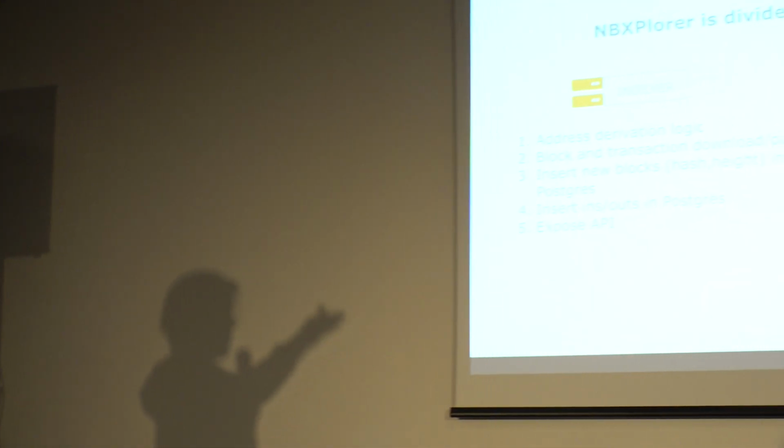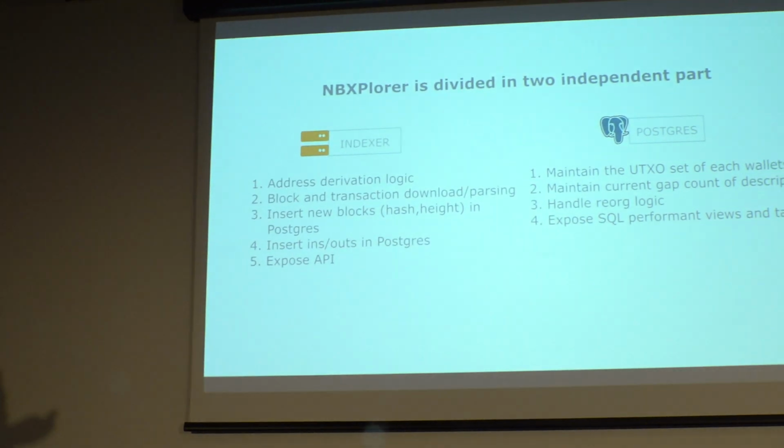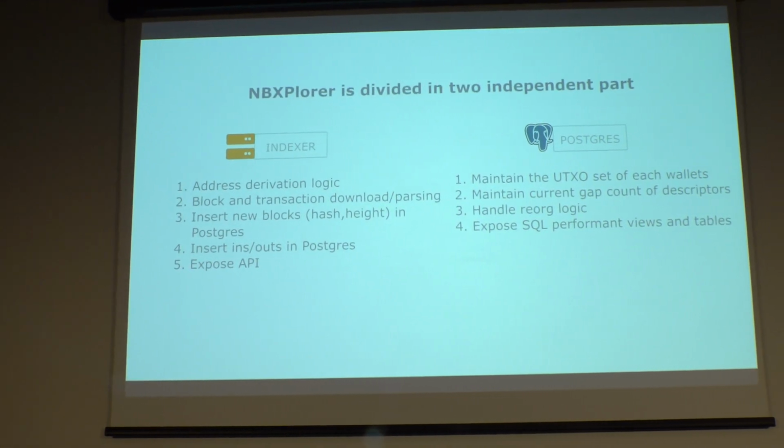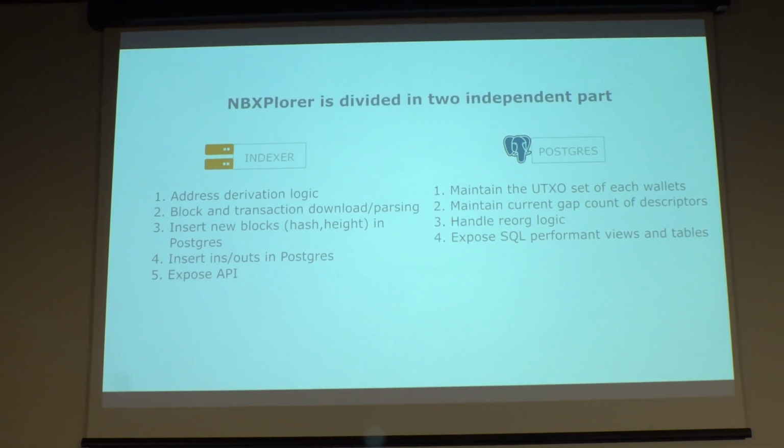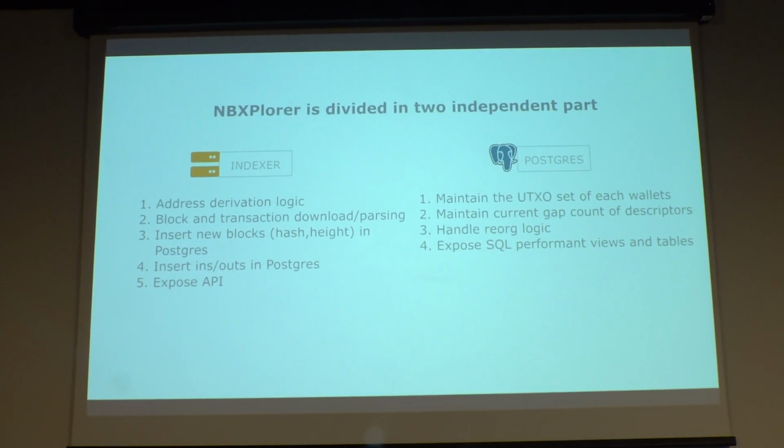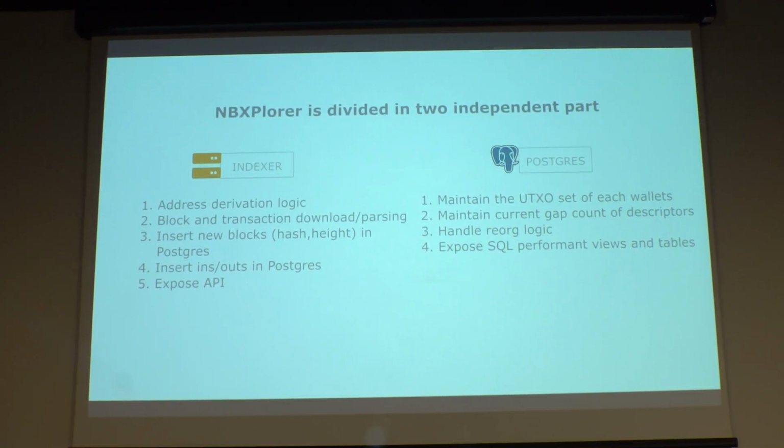So really, NBXplorer is divided into two parts. One part is Postgres and one part is an indexer, and they are actually quite independent. So for the most hardcore of you, if you don't like C#, you can get rid of the indexer part and try to build your own indexer.